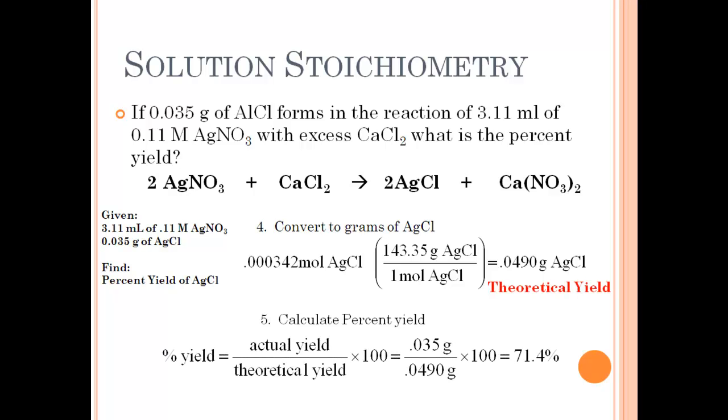To calculate our percent yield, we take our actual yield, that's what we got from our experiment, divide it by the theoretical yield, that's what we calculated through the math, and times it by 100. If we do that by plugging in our numbers, we can see that we have a 71.4% yield.